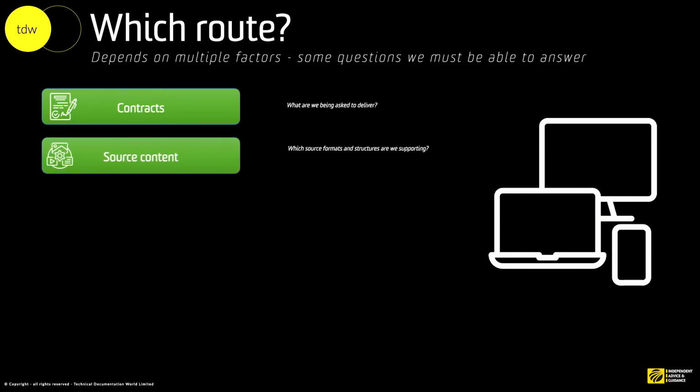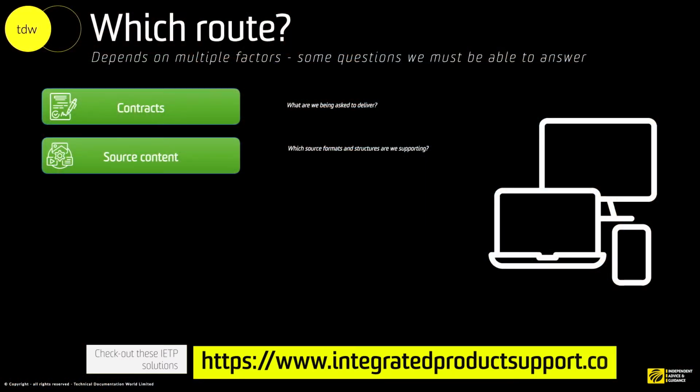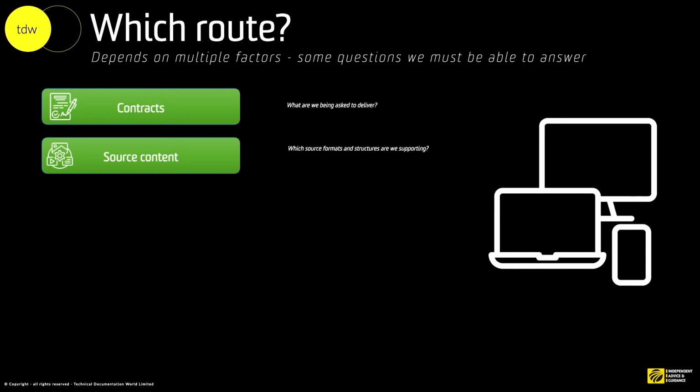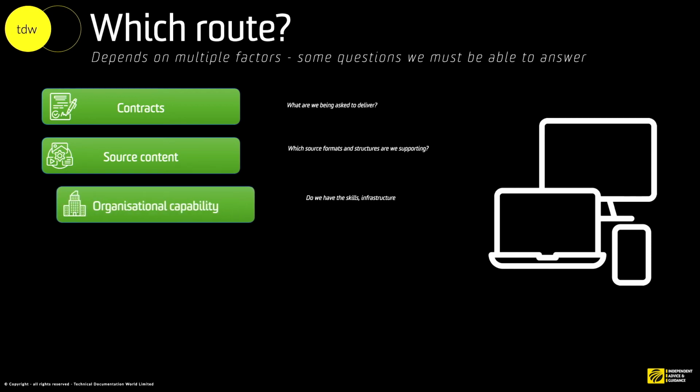So we have to also think about our source content. Which source formats and structures are we supporting? As I said, not all S1000D viewers are created equal. Last week we talked about the CIRs. Are the CIRs supported? Are we going to be publishing CIRs? Is the process data module supported? Are we able to have and hide and show certain functionalities and features? I'm going to talk about a real life example of where an IETP solution was basically abused on a project that I was asked to support.